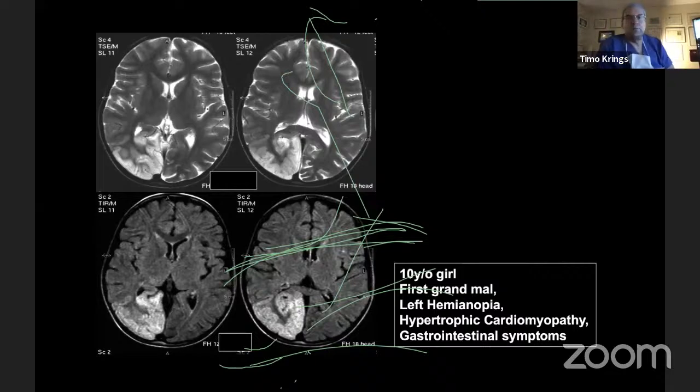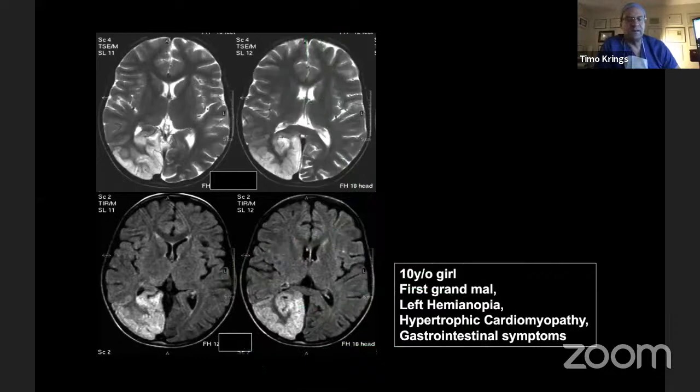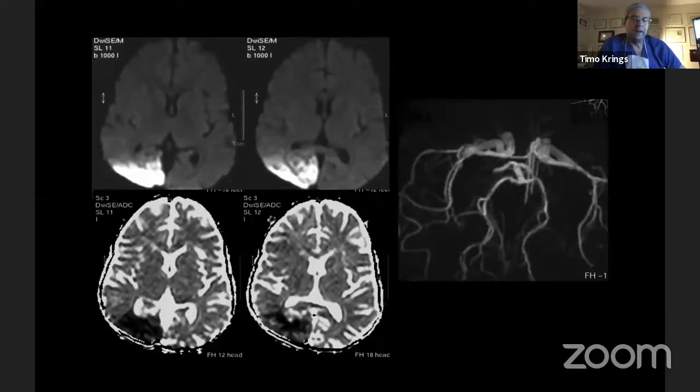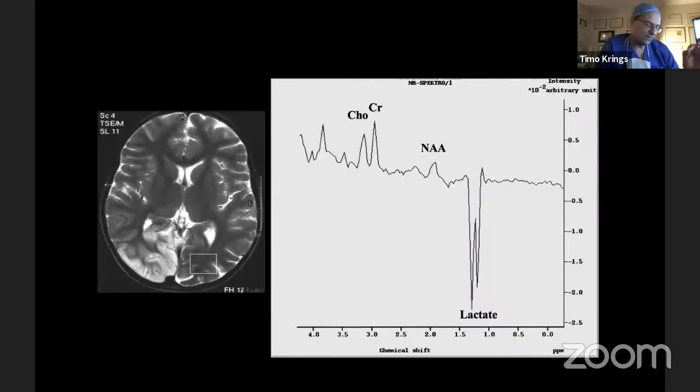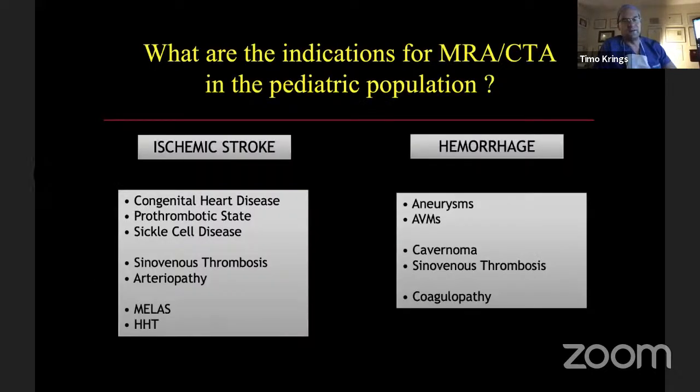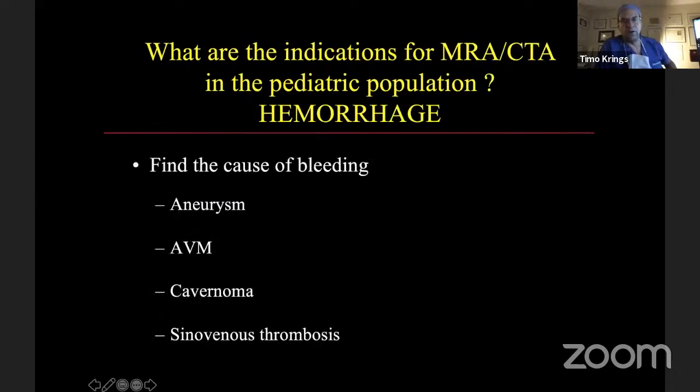We have here a 10-year-old patient who presented with hemianopia. If you have additional symptoms such as cardiomyopathy and gastrointestinal symptoms, then you have to think about MELAS, especially if in the acute phase there's a very hyperintense signal that is not within an arterial territory, but is crossing different arterial territories. If you then perform a spectroscopy on the contralateral side that demonstrates a lactate peak, you know that this patient has the diagnosis of MELAS.